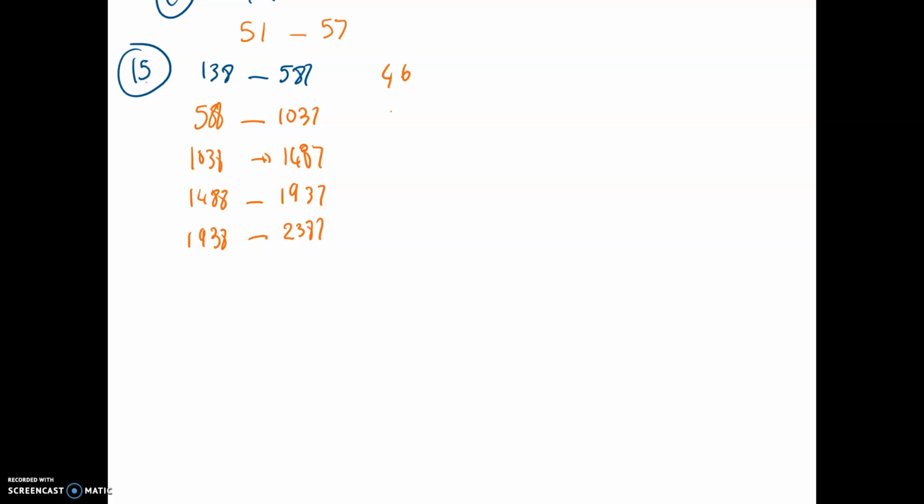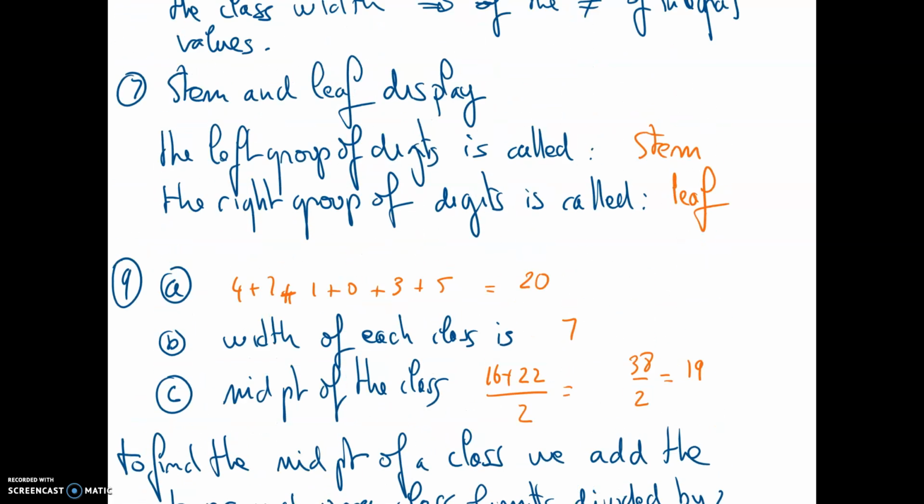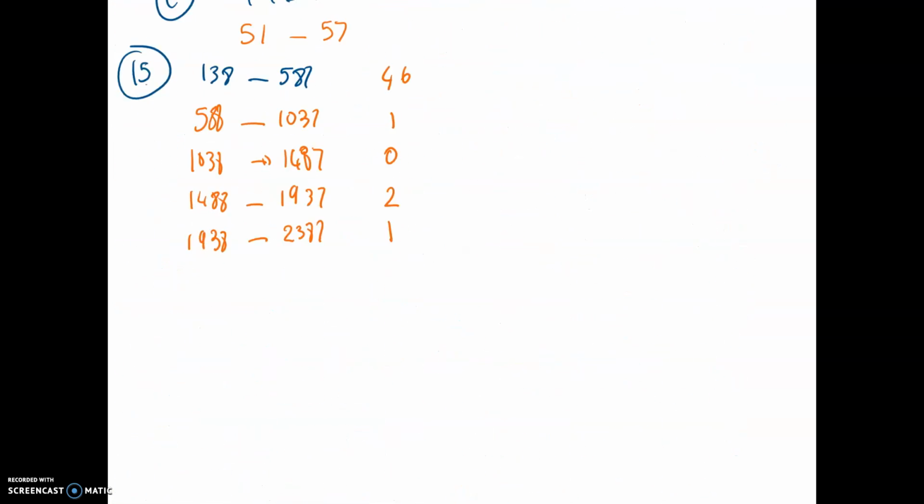When I look at the number of papers in circulation for the class 588 to 1037, I can see 1. There is 0 for the other one. There is 2, and there is 1 for 1938 to 2387. All right, so that is all about looking at chapter 12 and counting how many newspapers you have between 138 and 587 and all the way up to 2,387. I think we have problem number 27 and then 32.